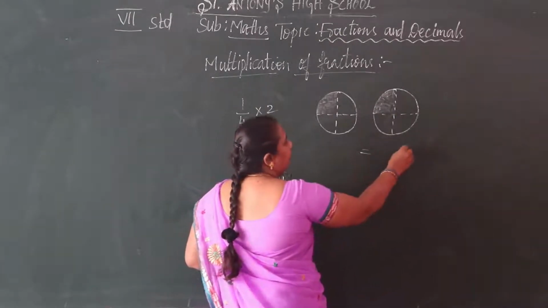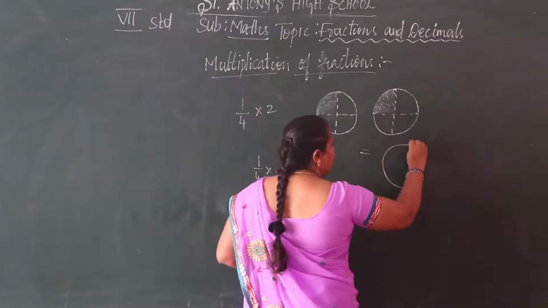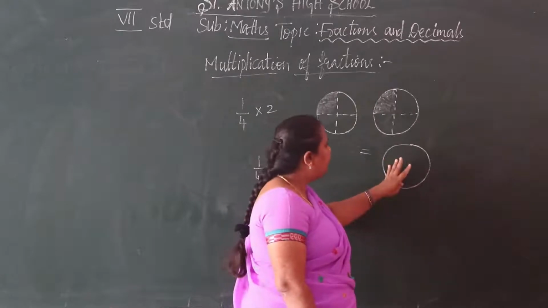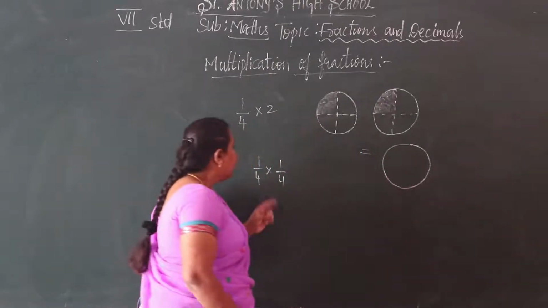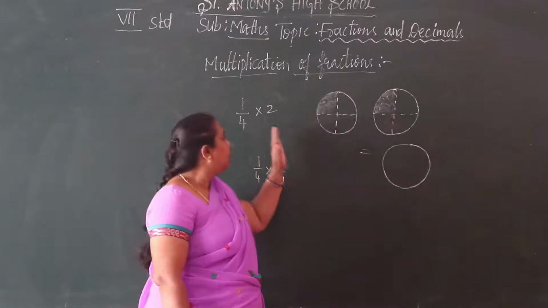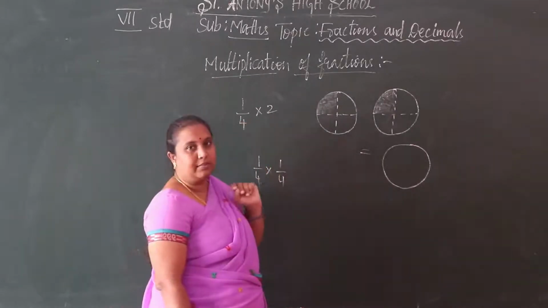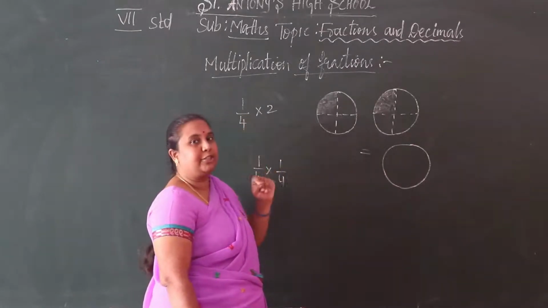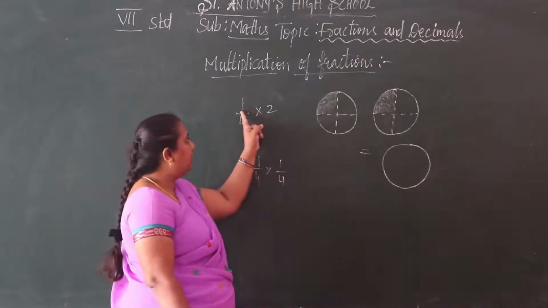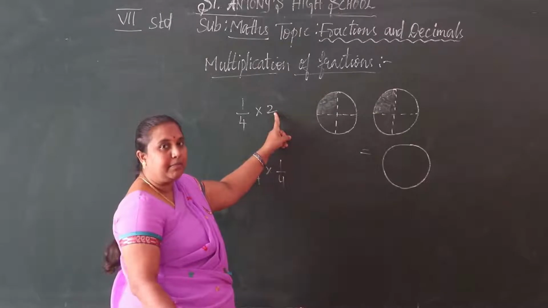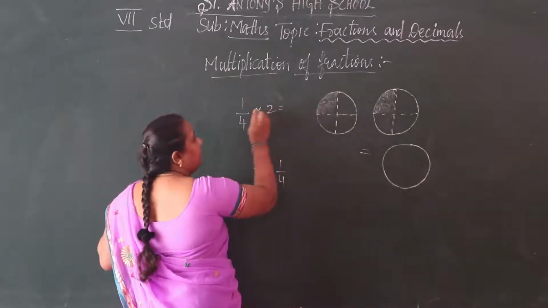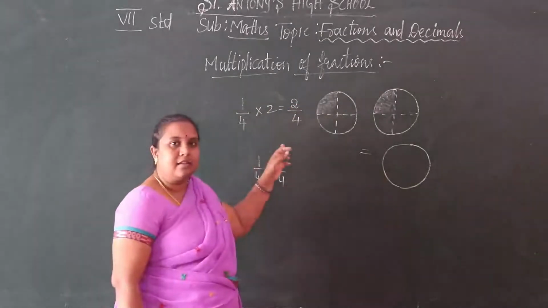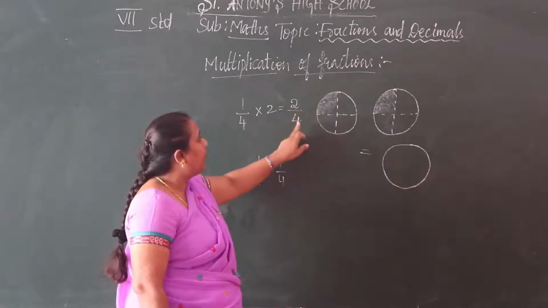So the answer is, we have another diagram, another picture, in which we have the result. What is the result here? When we have a fraction into a whole number, we multiply the numerator of the fraction by the whole number. That gives 2 into 1, and the denominator we write as it is. So the answer we have is 2 by 4.